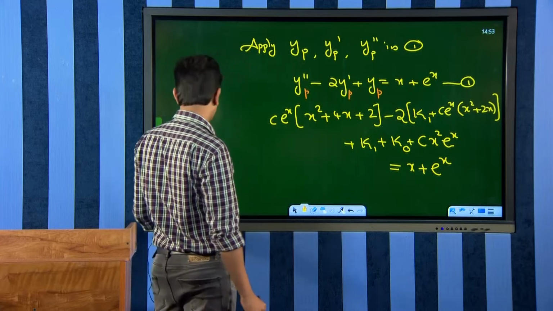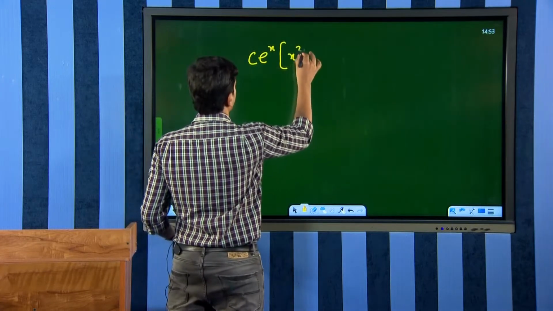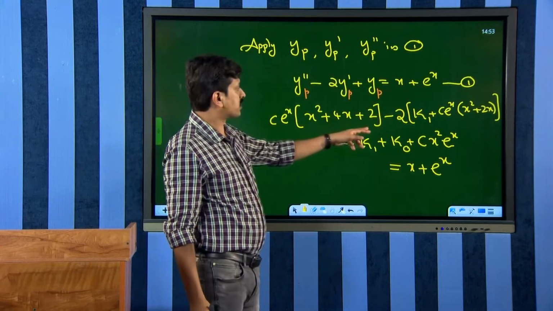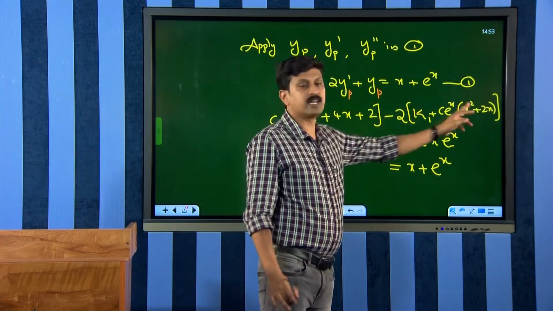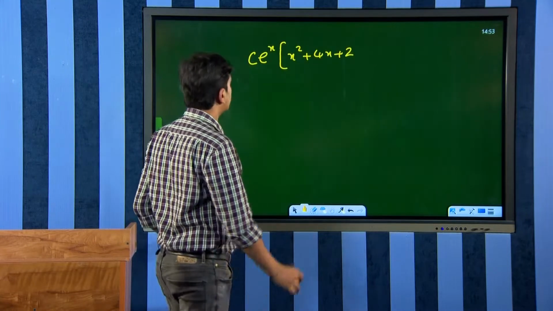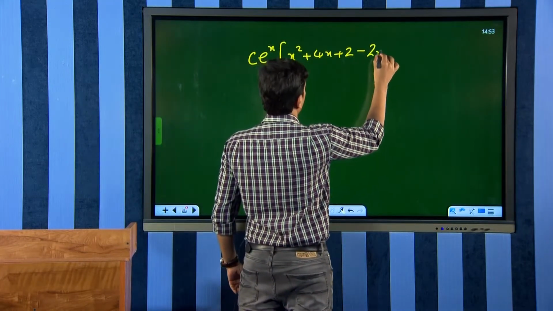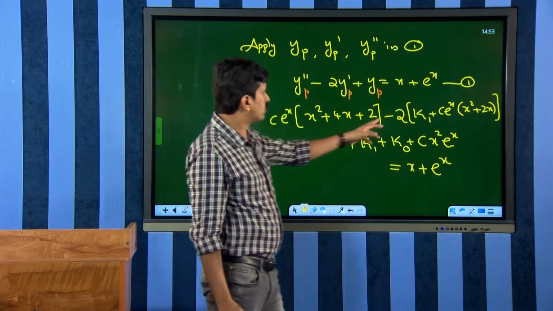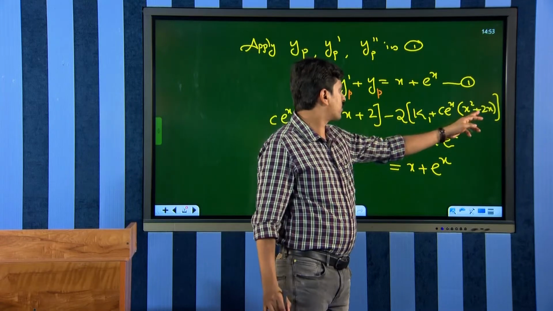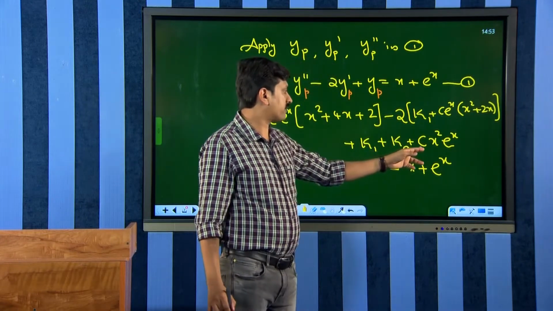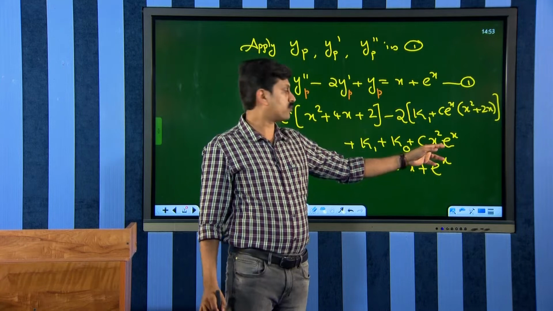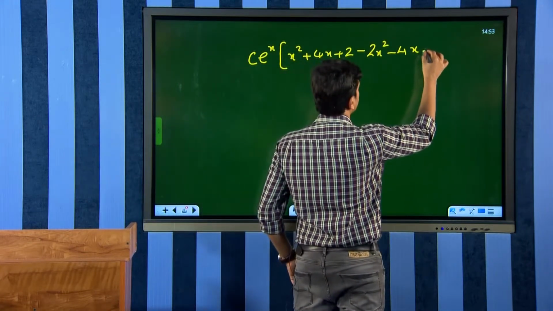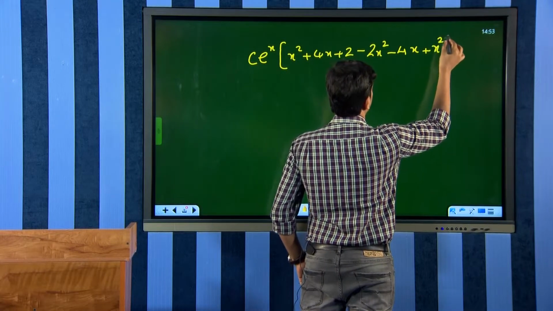So x square plus 4x plus 2, minus 2x square minus 4x is there, and finally here we have c x square e raised to x. So one more x square is there. So plus x square is there.